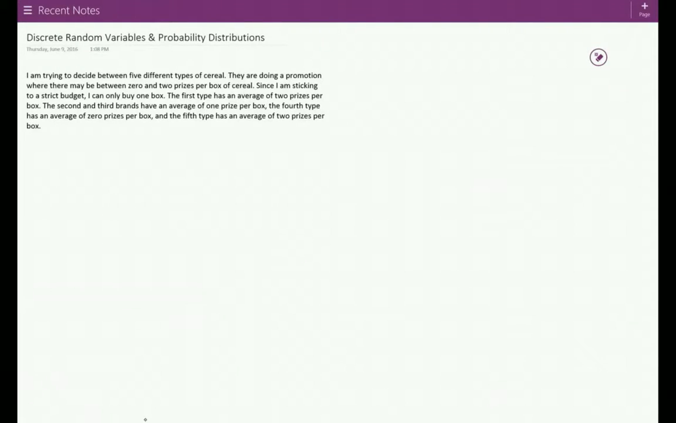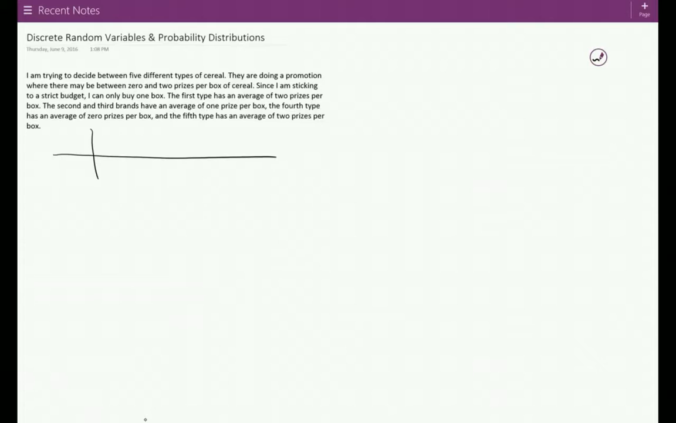A standard PMF problem you might see in class or homework could look something like this. I'm trying to decide between 5 different types of cereal. They are given promotion where there may be between 0 and 2 prizes per box of cereal. Since I'm sticking to a budget, I can only buy 1 box. I want to maximize my chances of receiving prizes. So I look at the data, and the first type of cereal has an average of 2 prizes per box. The second and third brands have an average of 1 prize per box. The fourth type has an average of 0 prizes per box, and the fifth type has an average of 2 prizes per box.